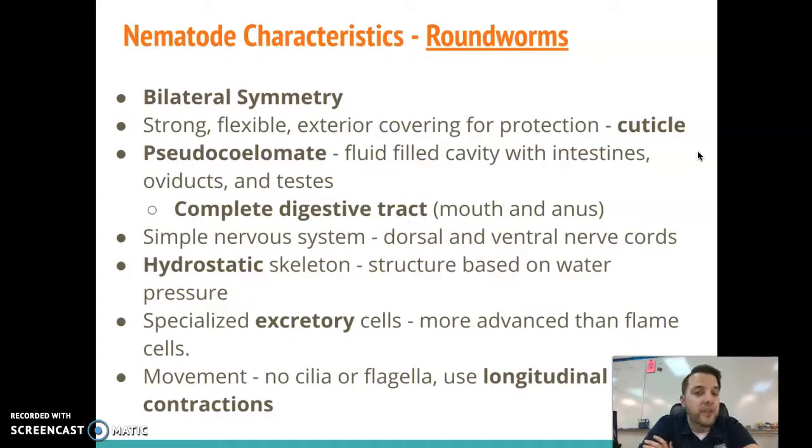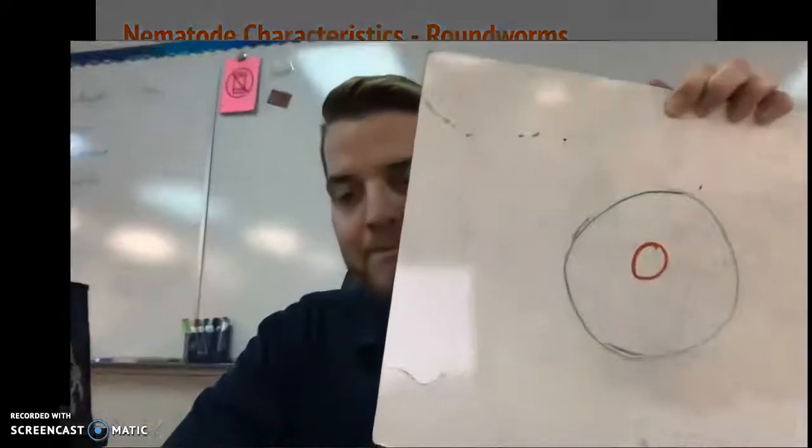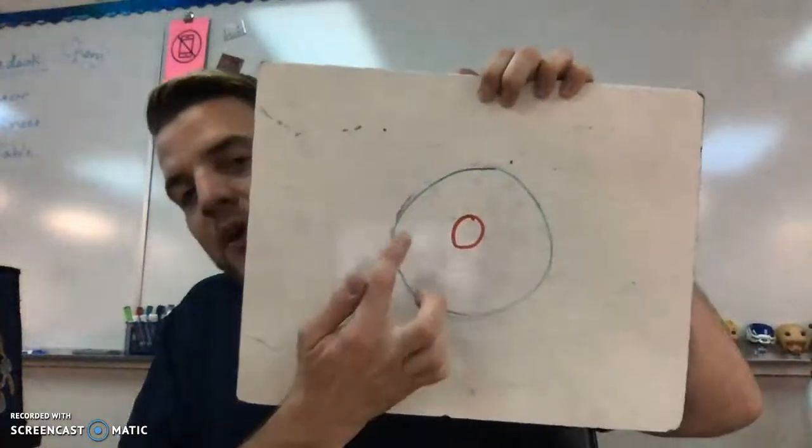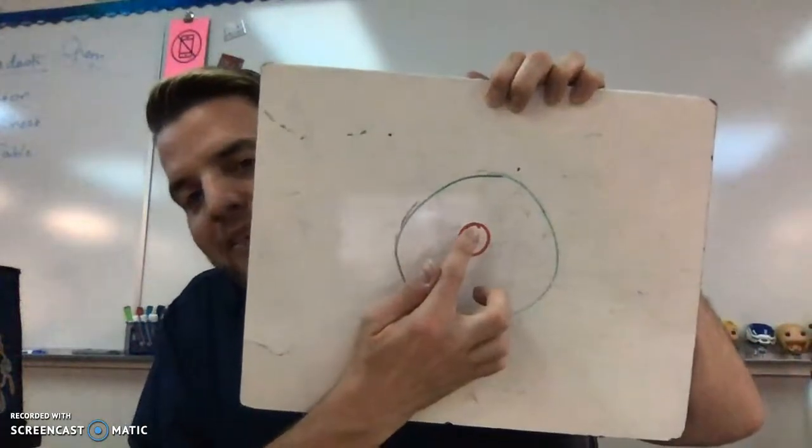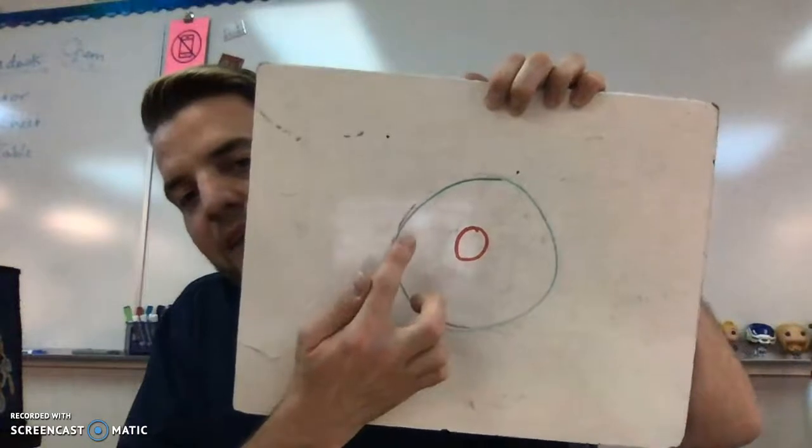Nematodes are pseudocoelomates. So what that means, of course, is we have the gut at the center, and then on the exterior, we have... Let's try that again. So in the middle, we have the endoderm, which is the gut. And then on the outside, we have the ectoderm.